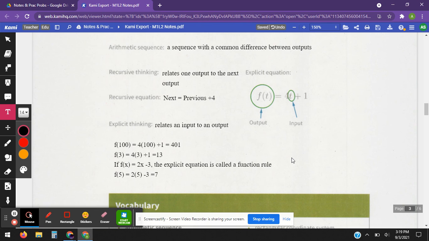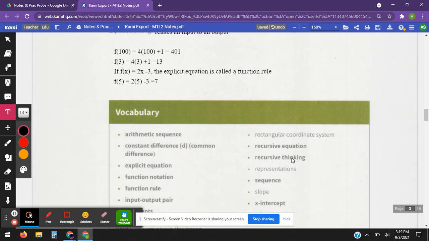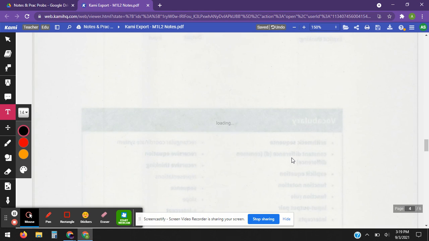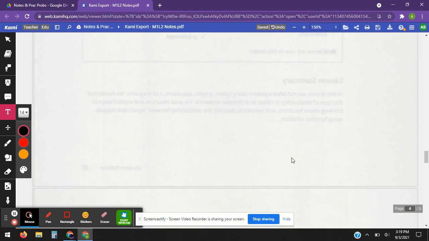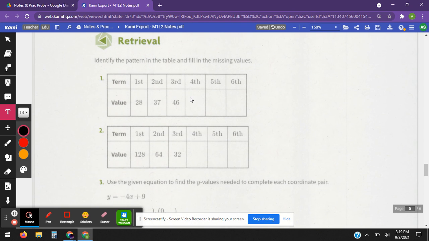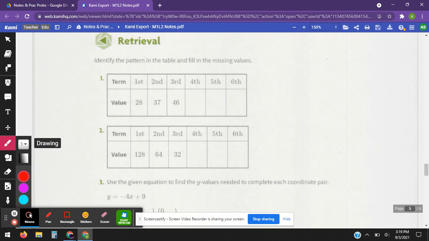Let's go ahead and scroll down to the retrieval. I don't think there's anything on that one. Nope. Okay, so the retrieval. Identify the pattern in the table and fill in the missing values. Well, I don't know of anything that multiplies or divides to go from 28 to 37, but I think that is a plus 9, right? Yeah. So 37 plus 9, that would actually be 46.